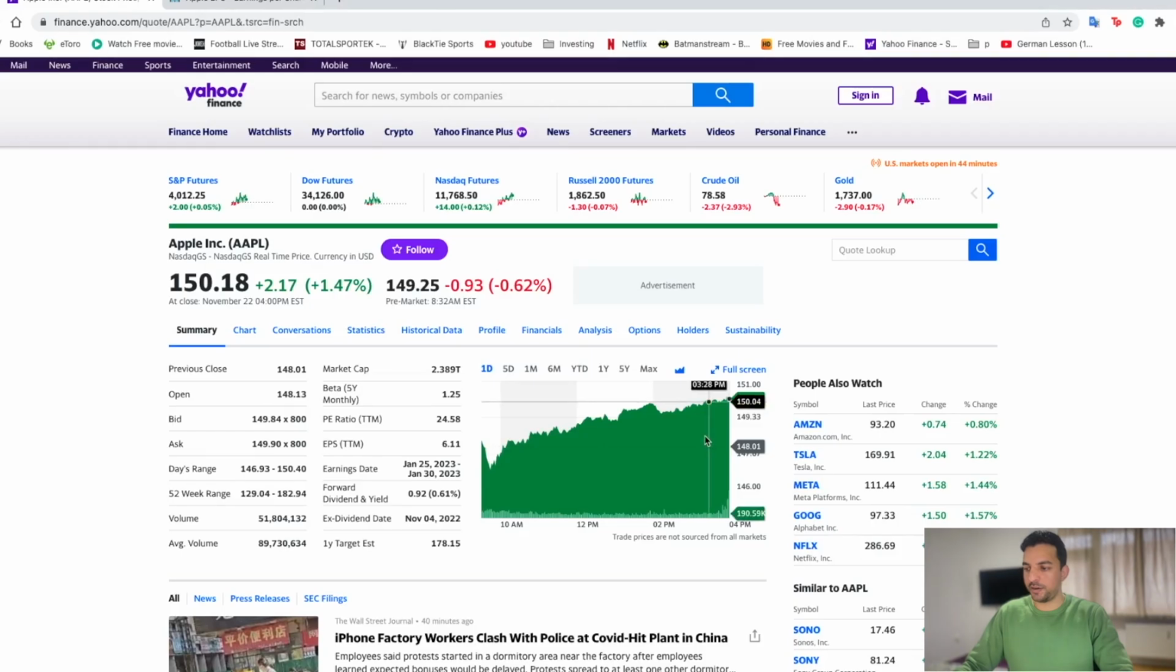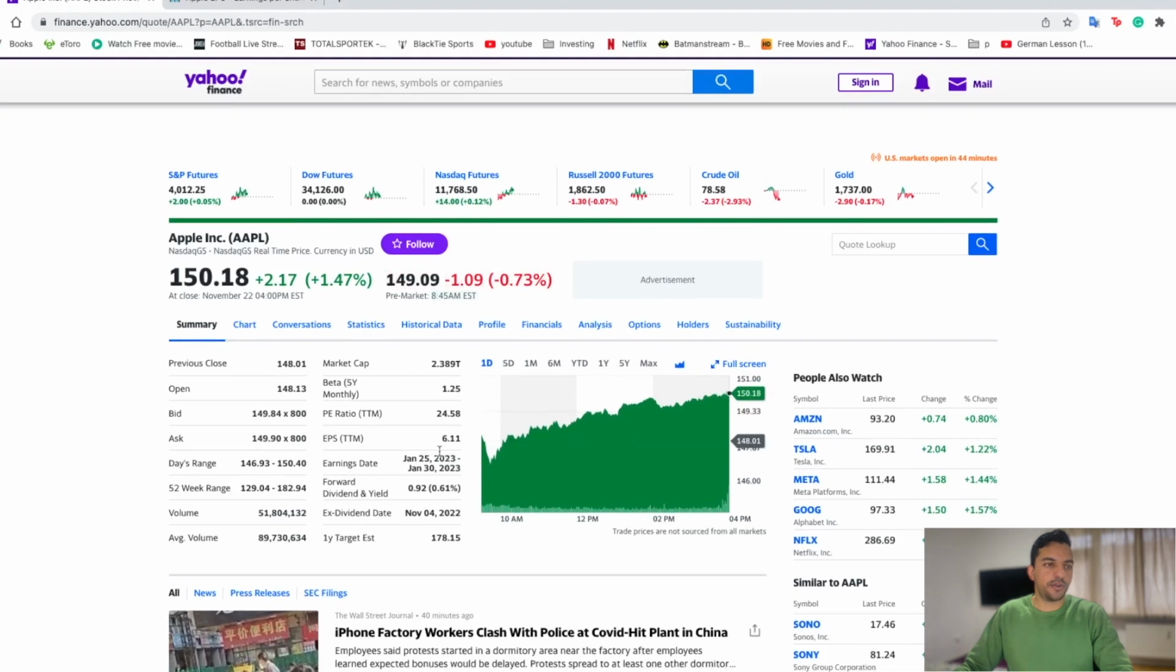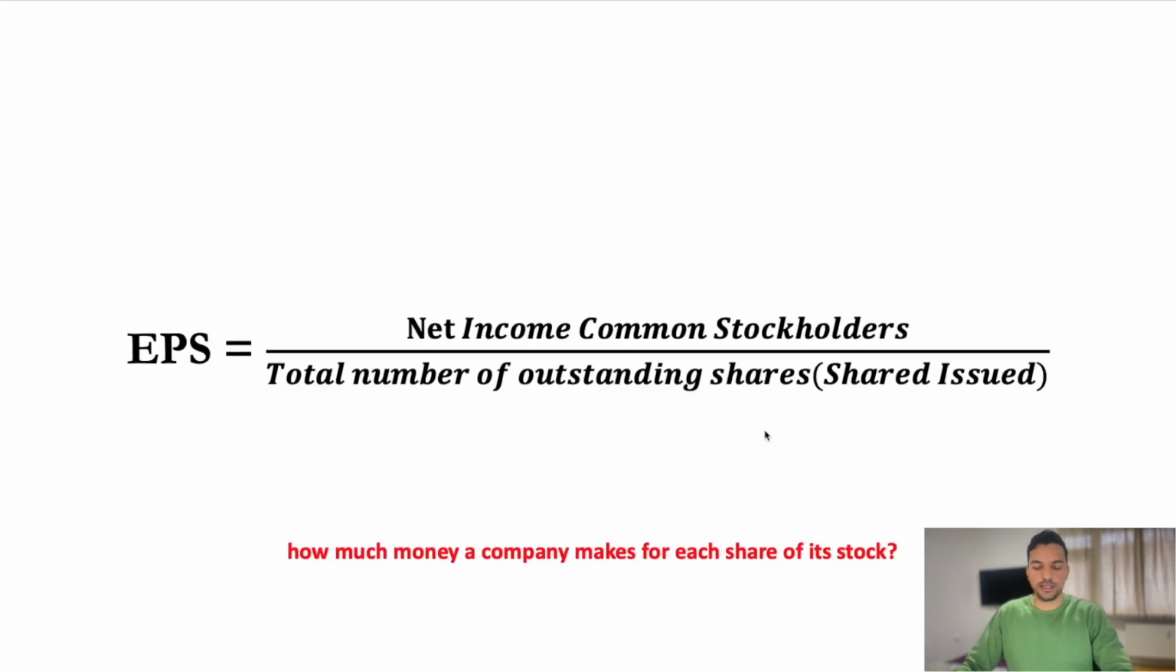So let's head back to Yahoo Finance, where I have already looked up Apple. As you can see, the EPS value of Apple currently is 6.11 and the PE ratio is 24.58. EPS stands for earnings per share and PE stands for price to earnings. TTM here stands for trailing 12 months, and let me give you a real example.